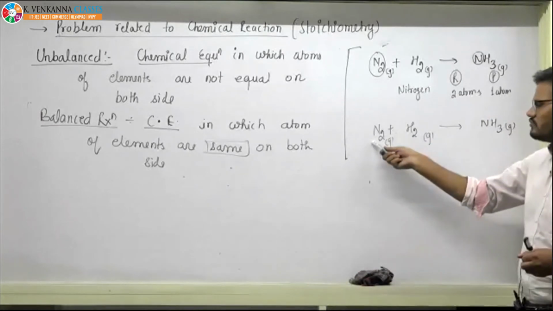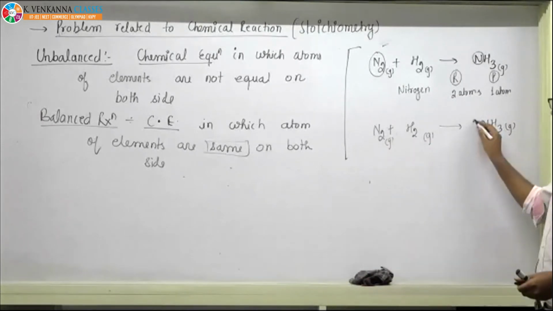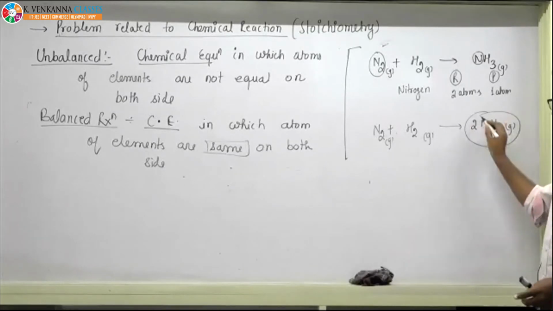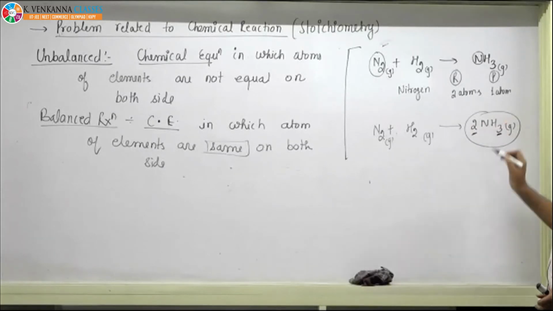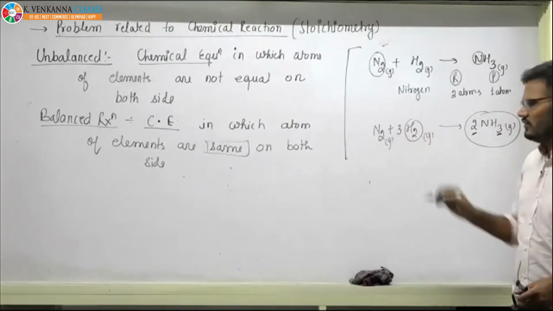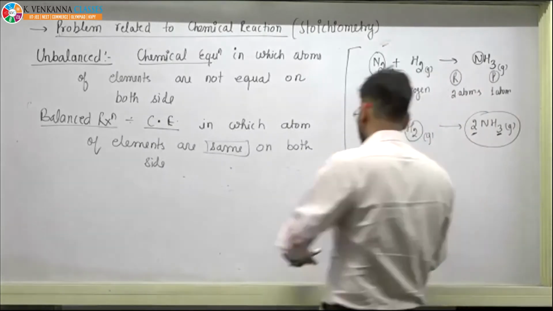You see there are two atoms of nitrogen, multiply it by 2. You see there are now 6 atoms of hydrogen. 2 into 3, that is 6 atoms of hydrogen. So here only 2, so you need to multiply by 3. Just understand this.